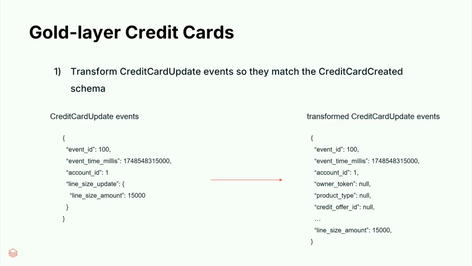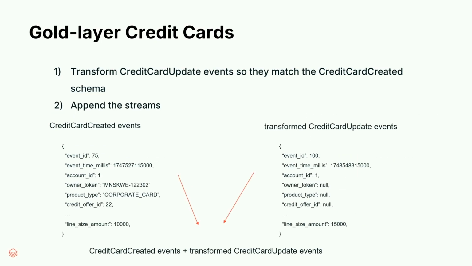The first of which is transforming credit card update events so they match the credit card created event schema. For this example, we have a line size update event. We're basically just pulling that line size amount out to a top level field and then setting a bunch of values to null in the middle. That's why owner token, product type, and credit offer ID are all null. We're just setting all the other remaining fields on the created events as null. And we're able to do this because we're going to ignore null updates. I'll get into a little more detail on that just to illustrate it in a few slides.